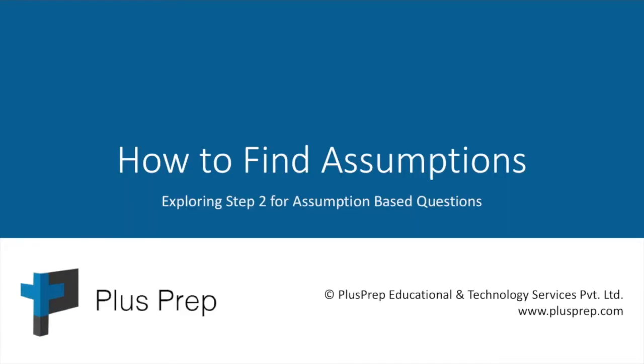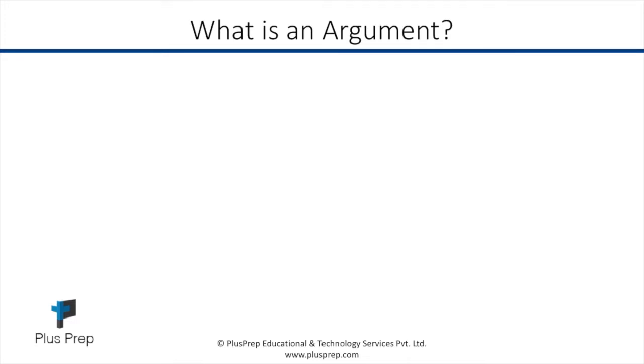Right? So let's look at what assumptions are. More importantly, what is this thing called an argument? Remember, I spoke about how the stimulus in assumption-based questions is going to be an argument, right? So what does this word argument mean? In everyday usage, an argument is a disagreement between two people. When two people have a fight, we call it an argument.